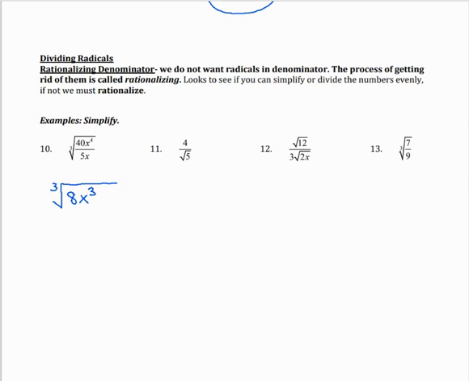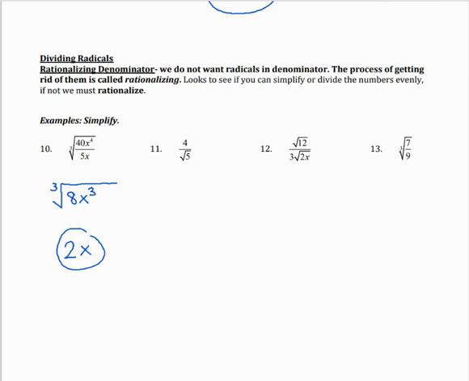Now I can actually say, okay, what is the cube root? Well, 8 is a perfect cube. The cube root of 8 is 2. And then the cube root of x to the 3rd is simply just x to the 1st. So we're done. Okay, so this would have been a lot of work to try to rationalize. So if you can simplify the fraction as is, always do that first.